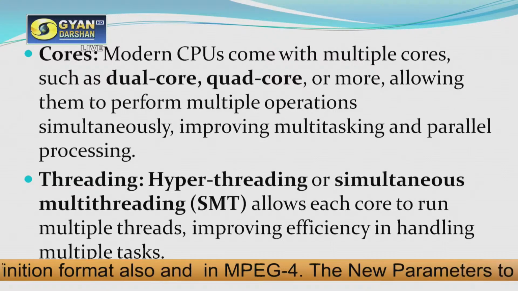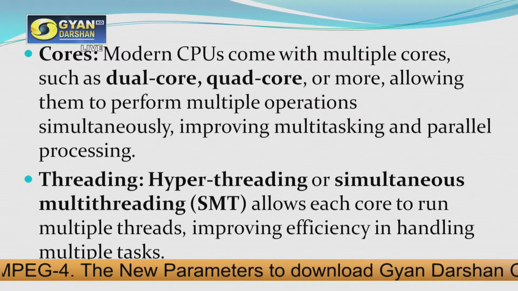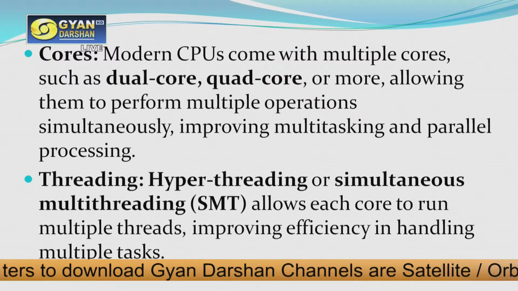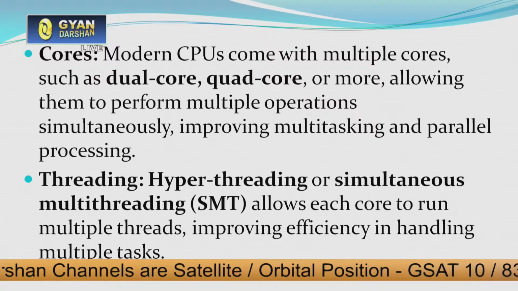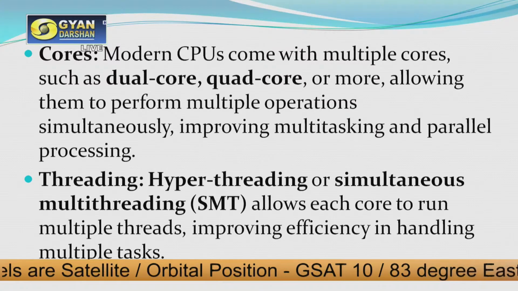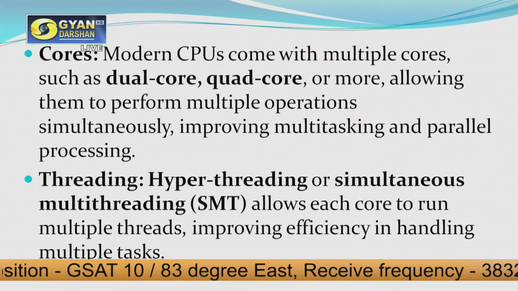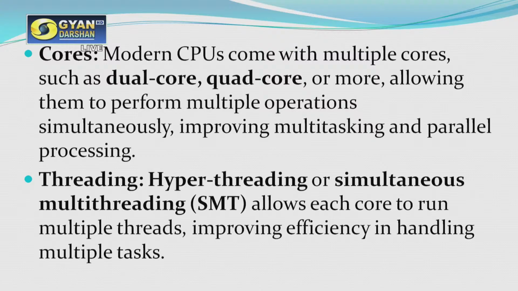Suppose there is one particular CPU with dual core, so it has two cores, and then for each and every core, whether it has the multiple-thread handling capacity or not. That particular threading capacity is called the SMT capacity. It allows each core to run multiple threads, improving the efficiency in handling multiple tasks.